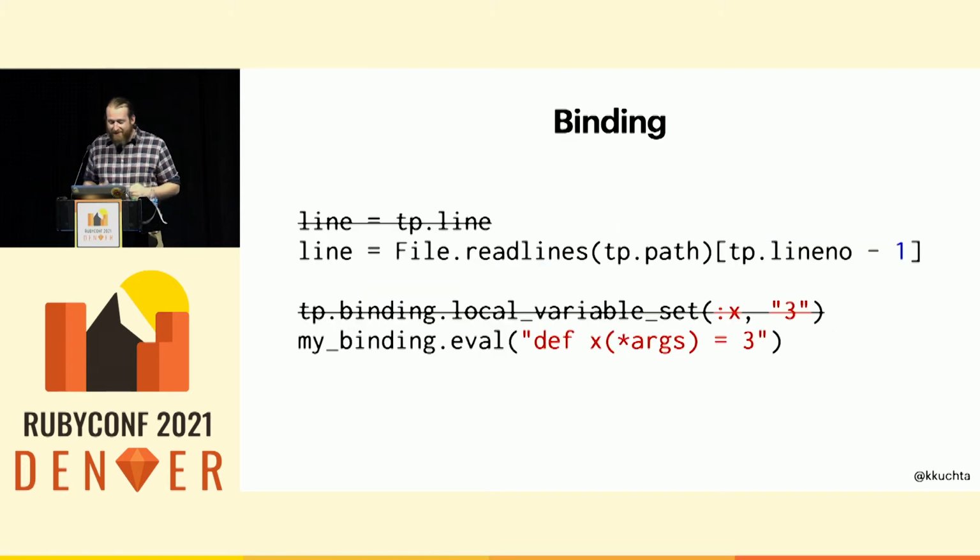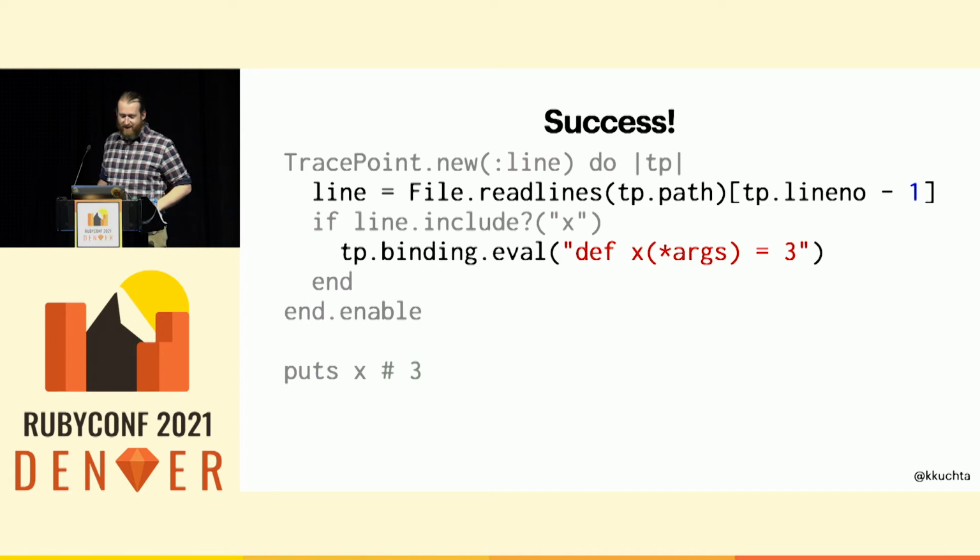So, we have our two fixes. We know how to read lines of source code in TracePoint, and we know how to declare new variables, wink, wink, nudge, nudge, within a binding. And yes, these are both terrible hacks. No, we will not be stopping. Now, we have two wrongs. Let's see if we can make a right. And this worked. This is a success. On each line of Ruby, we check if that line includes x, and if it does, we define x, just-in-time variable declaration. Let's try to make it a little bit more generic.